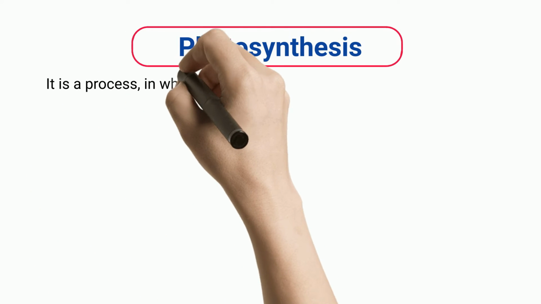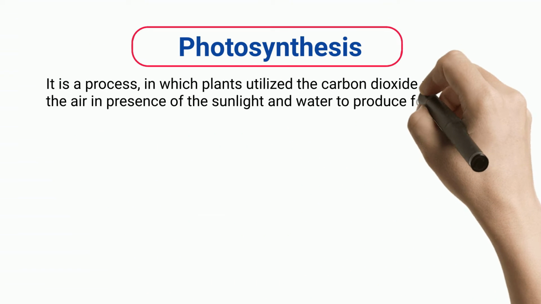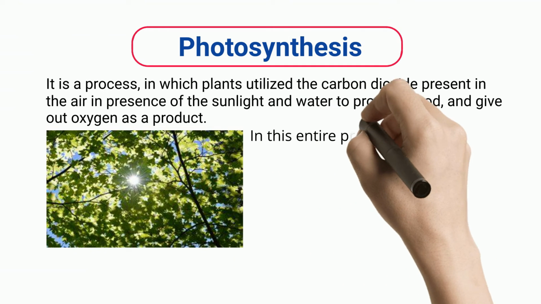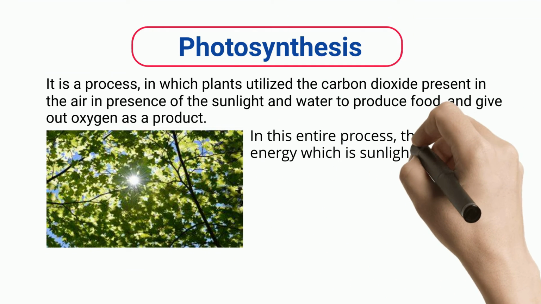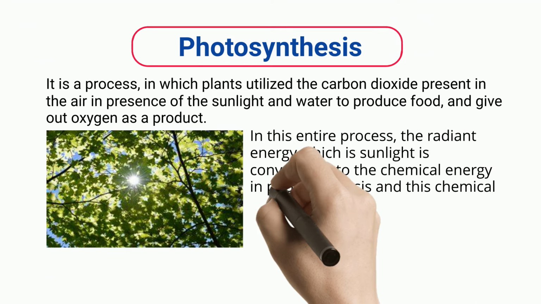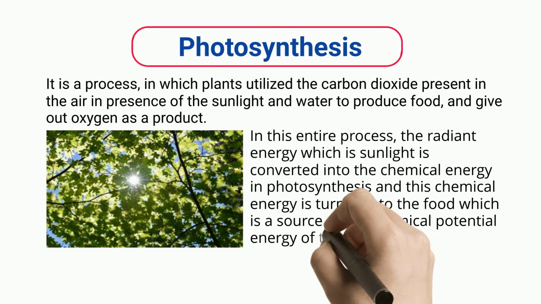Photosynthesis. It is a process in which plants utilize the carbon dioxide present in the air, in the presence of sunlight and water, to produce food, and give out oxygen as a product. In this entire process, the radiant energy, which is sunlight, is converted into chemical energy, and this chemical energy is turned into the food, which is a source of chemical potential energy for animals.